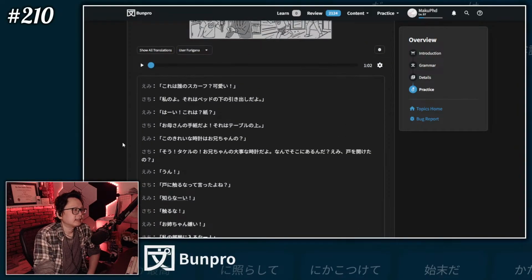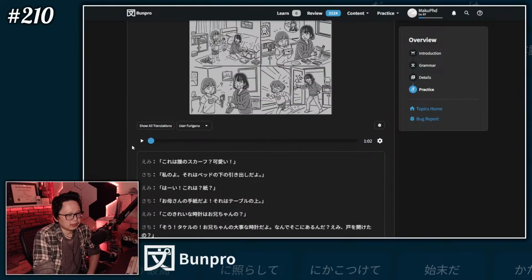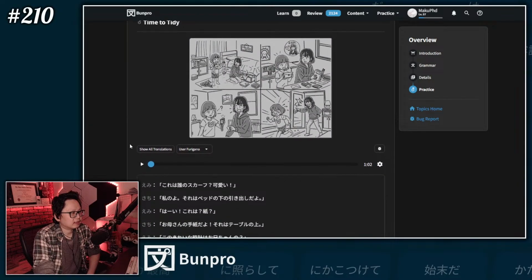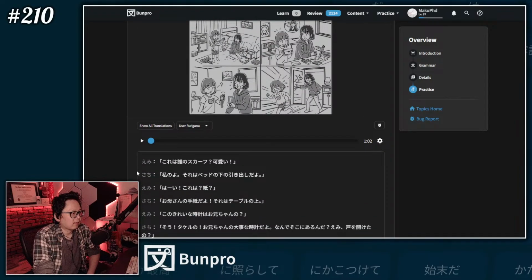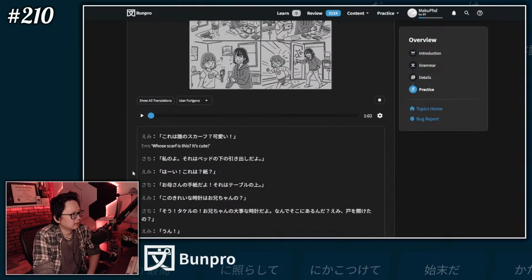Okay. So Emmy is the little sis, I suppose. So who is the scarf? It's cute, right? And then Sachi said it's mine, so watashi no. So I guess it's the noun, the pronoun, right? That scarf.